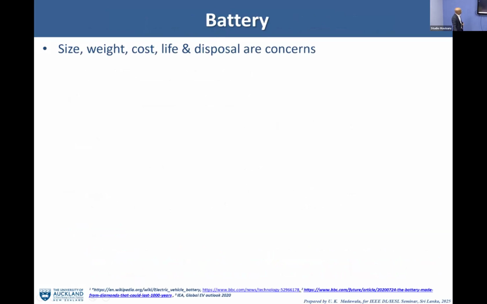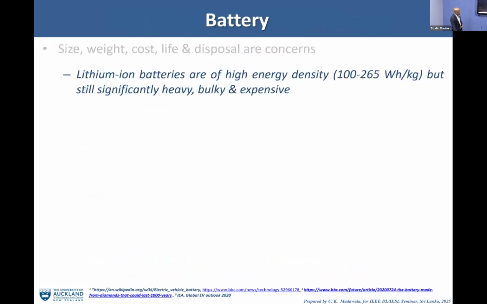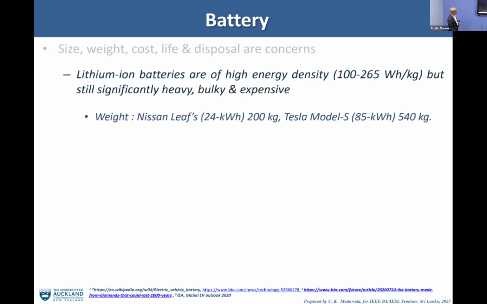Then we look at the battery. Of course, there are some concerns with respect to size, weight, cost, and life. Not only that, at the end of life, disposal: what do we do? There are millions and millions of cars. Lithium-ion batteries have a high energy density, 100 to 260 watt hour per kilogram, but they are still significantly heavy, bulky, and expensive. For example, the Nissan Leaf's 24 kilowatt hour battery weighs 200 kilograms, whereas the Tesla's is 400 kilograms, almost half a ton.